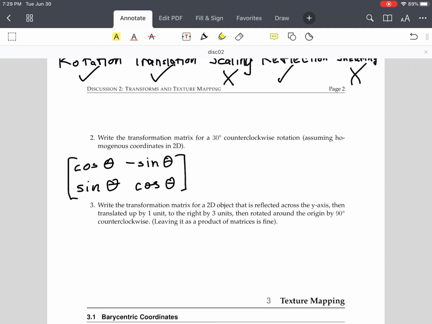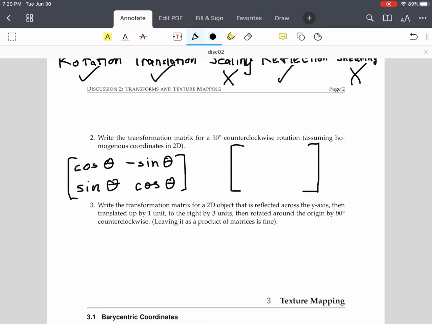There's plenty of good examples of how that works. So let's go ahead and write this matrix. Now the first thing to notice is that it says assuming homogeneous coordinates in 2D. So that means that since we're talking about homogeneous coordinates in 2D, we're going to have a 3 by 3 matrix as our transformation matrix, okay? So let's go ahead and make the brackets. Okay, now the first thing we can say about this matrix is it's only rotation, 30 degrees counterclockwise rotation.